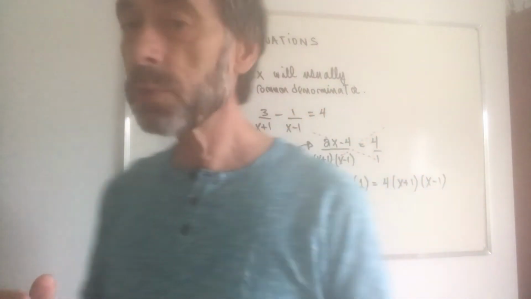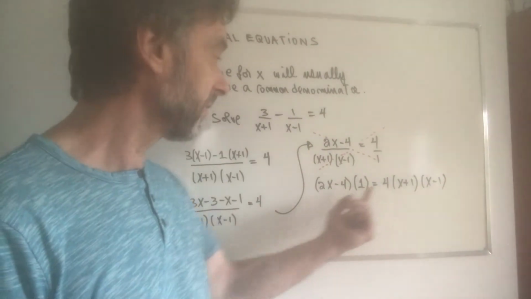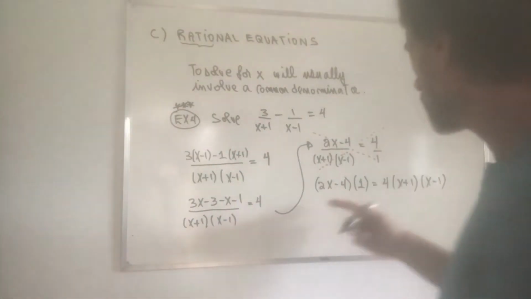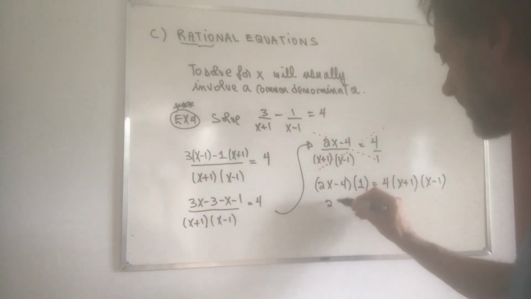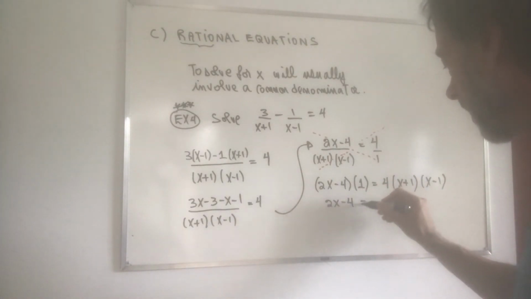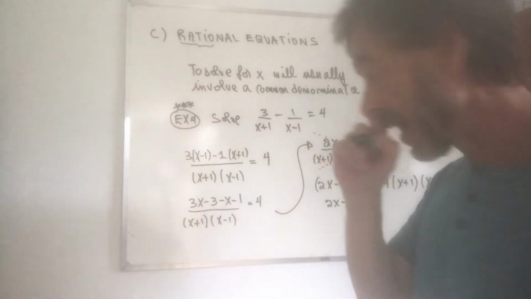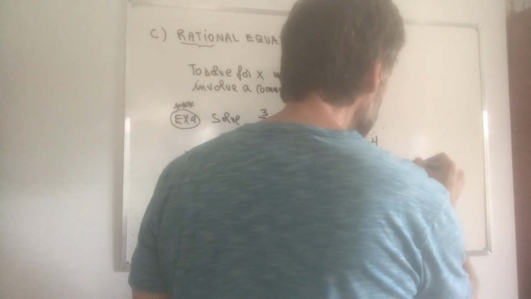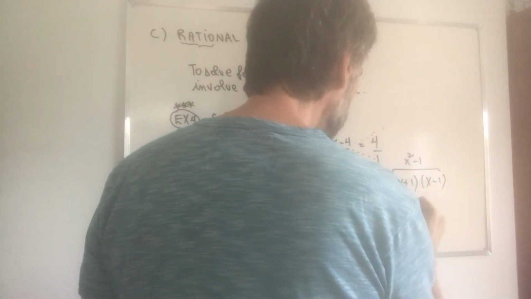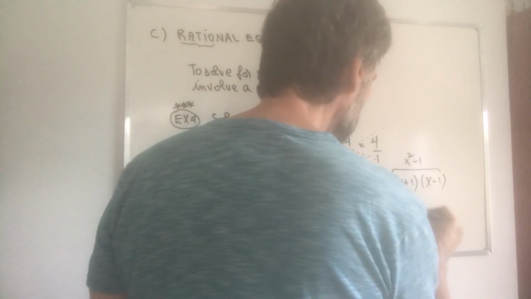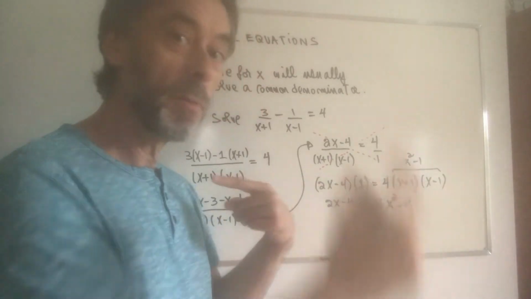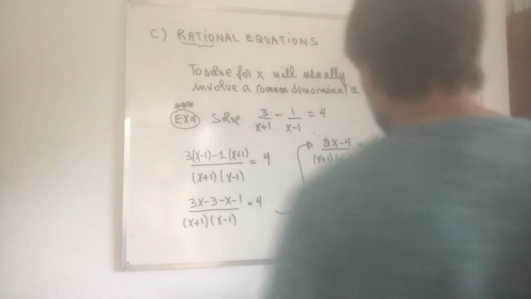Now, once we've done this, what do we have? We actually have a quadratic equation. You don't see it yet, you'll see it in a second. The left-hand side times 1 is itself. And here, if I open these brackets up, (x plus 1) times (x minus 1) is x squared minus 1. Times 4 will give me 4x squared minus 4. You can see the square here. We are back to what we were before, a quadratic equation.